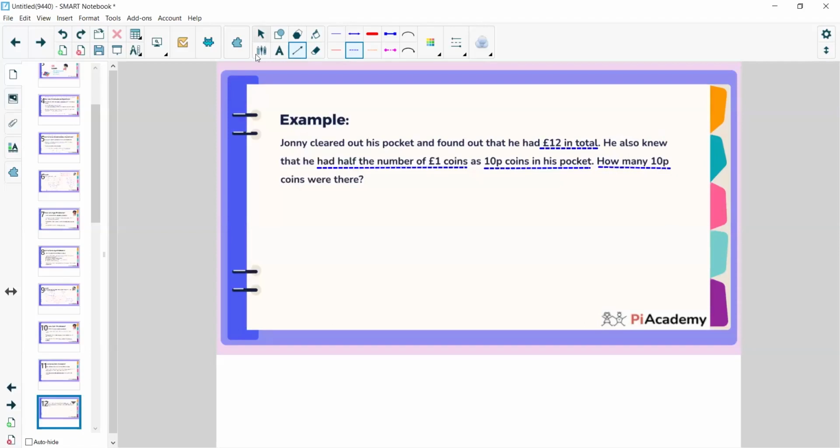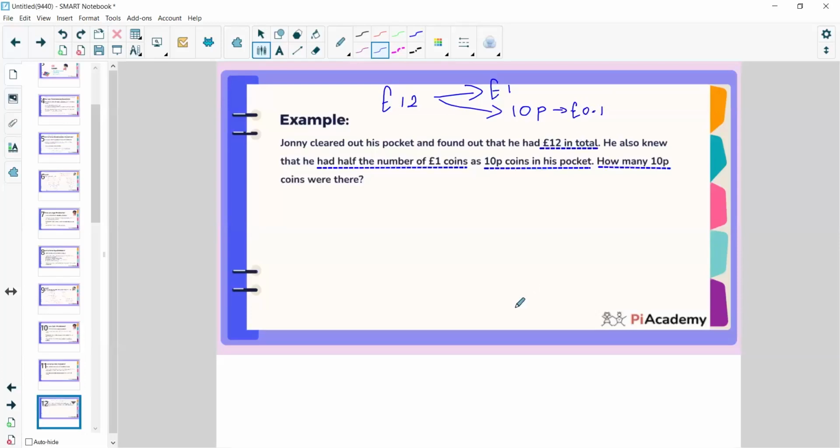Okay. So what Johnny has is 12 pounds in 1-pound coins and in 10p coins. So the first thing we need to do is keep the unit the same. Okay. Since this is pounds, let's make this 10p in pounds, which would be 0.1, right? Okay. Now, let's see, this is 1 pound and this is 0.1.